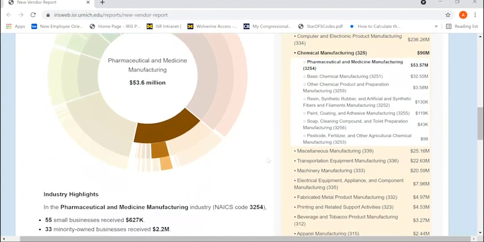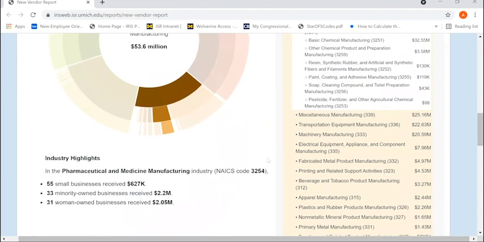If you scroll a bit below the Sunburst chart, you will see the industry highlights. This section shows, for the industry you select on the Sunburst or on the table, the amount of research spending received by small businesses and by minority and women-owned businesses.